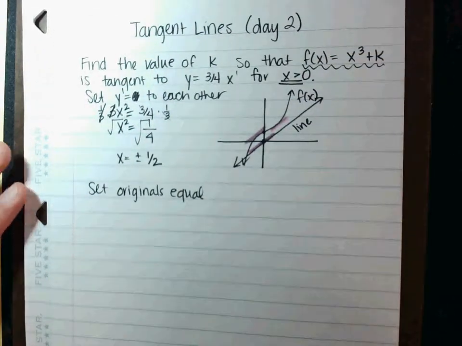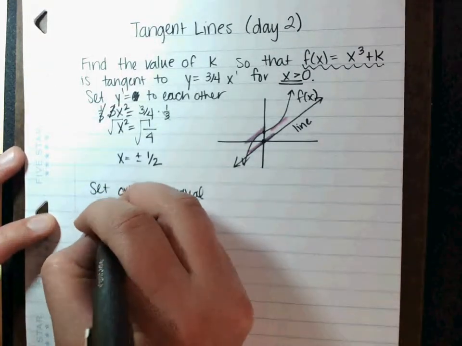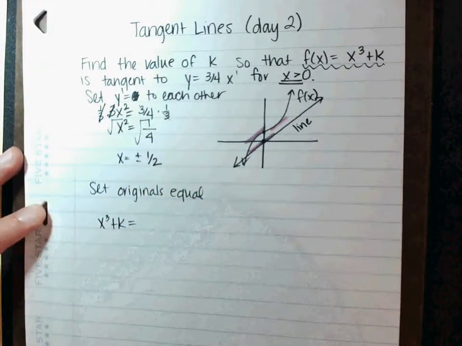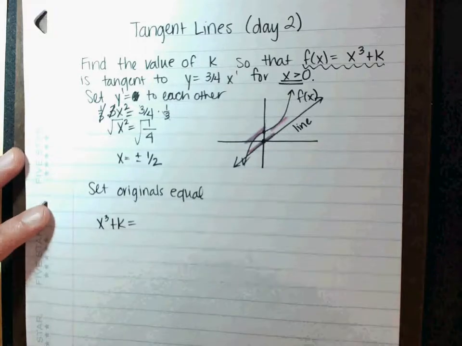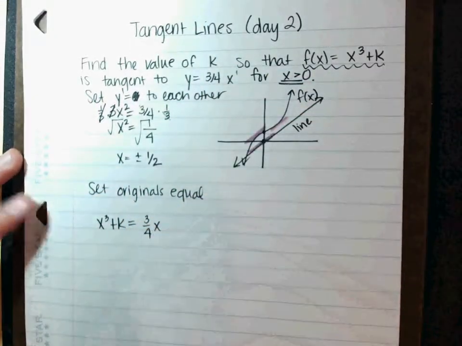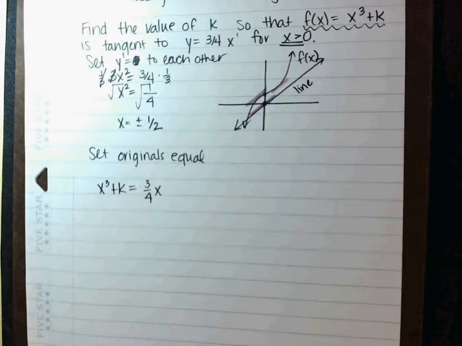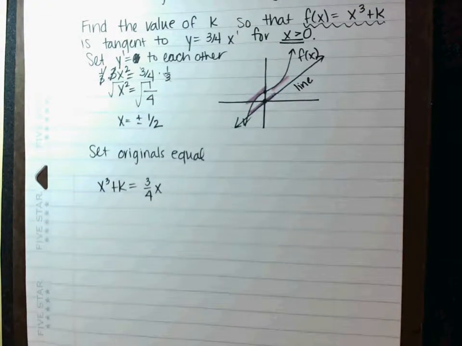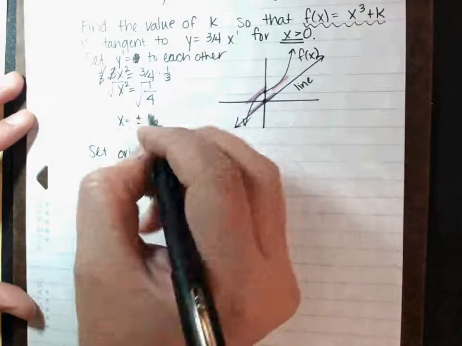So I'm going to let x cubed plus k. Are we plugging in the 1/2 for it though? We are going to plug in 1/2 in just a second, yes. And then I'm letting that equal 3/4 x. So now I'm setting the originals equal to each other. Okay, from here, now we know, just as he said, that x is a half.